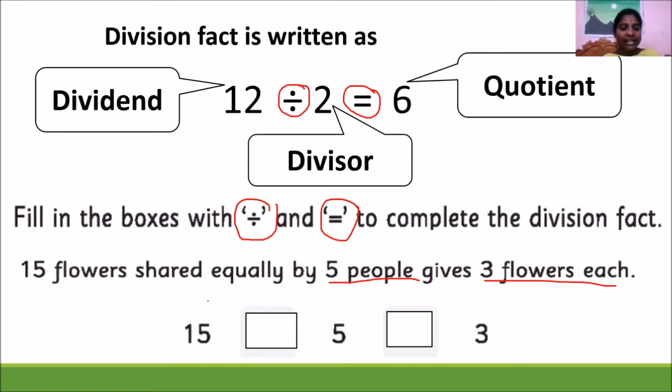Dividend 15 is already written here. Next, the division symbol, divided by. Next, you have to write the divisor. Here the divisor is 5. Next, you have to write equal to. After the equal to, you have 3. You have to read this division fact: 15 divided by 5 equal to 3. Very good, children. Here 15 flowers are equally shared with 5 people. Each of them will get 3 flowers.